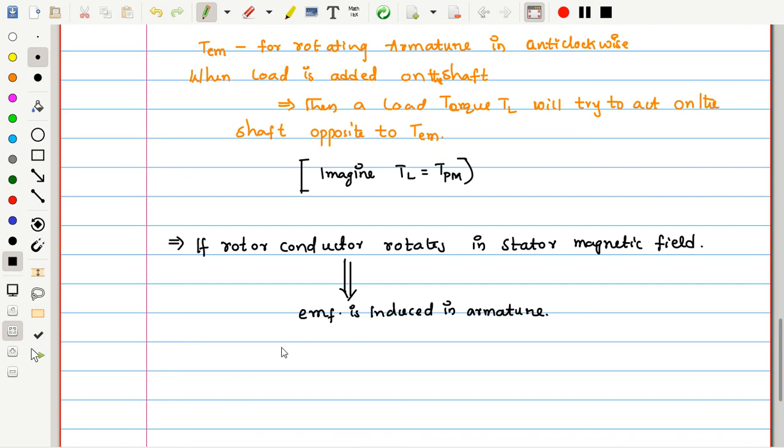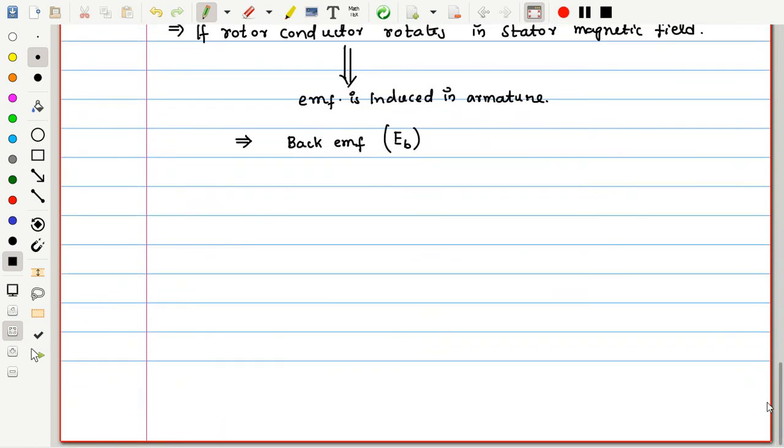In motoring action also, induced EMF is developed. When a conductor rotates inside the magnetic field, it induces EMF. This induced EMF we call back EMF, usually represented as E suffix B. The expression for this back EMF is the same as that of the generated EMF in the case of the generator. This is a very important word, so you should understand it clearly. So it produces back EMF.